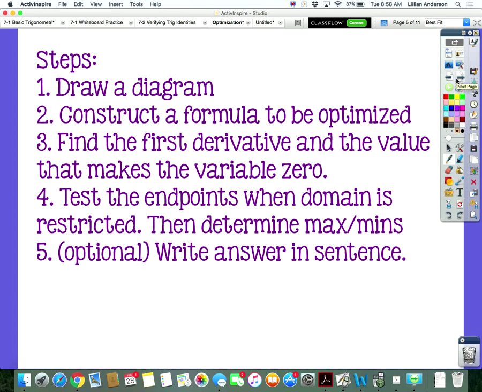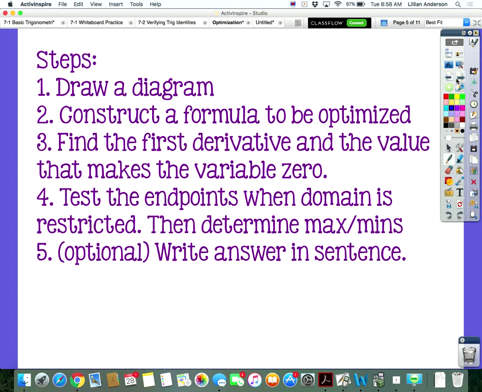So, your steps to optimizing a problem. The first step, does it hurt to draw a diagram? Sometimes it might be easier to see exactly what you're dealing with. Okay? Step 2, you want to construct a formula to be optimized.